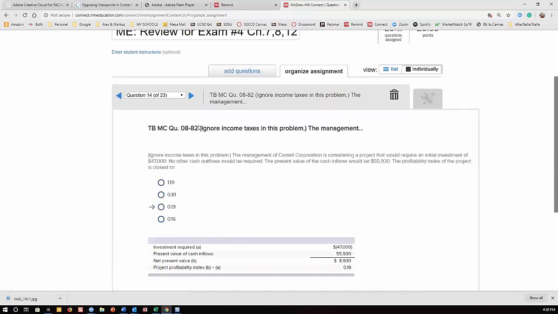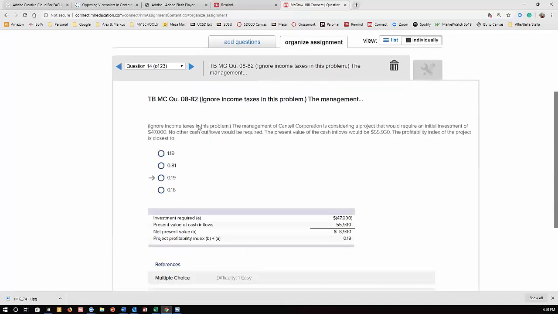Yeah, that one. Is it this one? Okay. Yeah. So do you see how it would require the present value? So the initial investment is $47,000. The inflows are that. So here's your investment required, right? And there's your present value of your cash flow. So your net present value is the net of those two things.